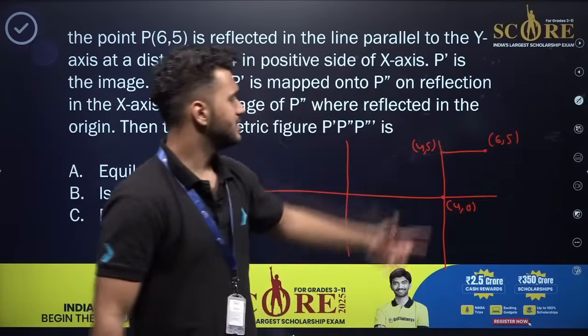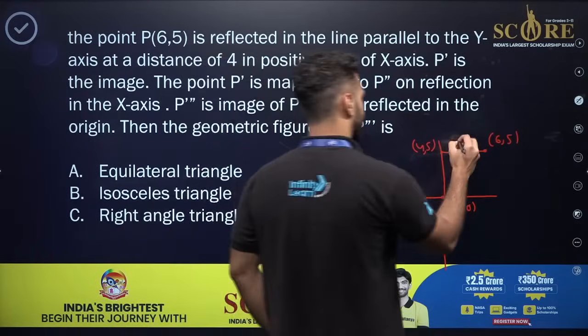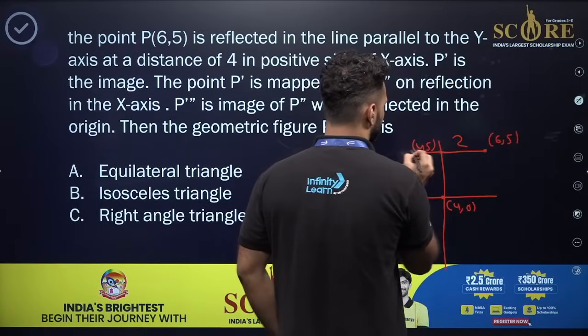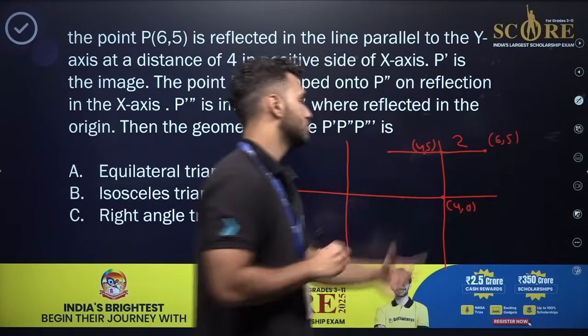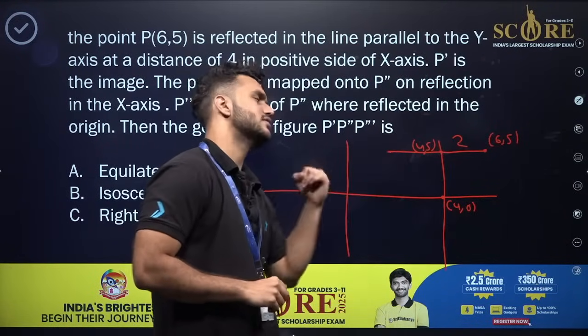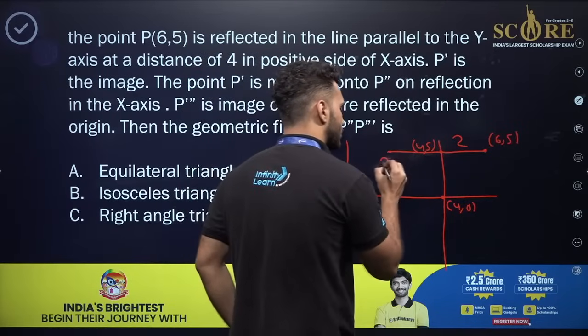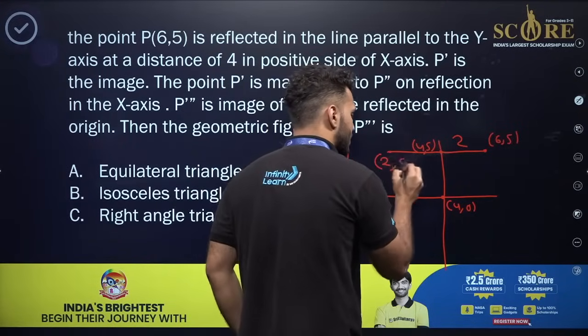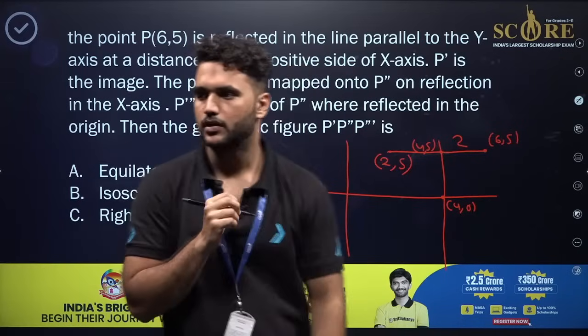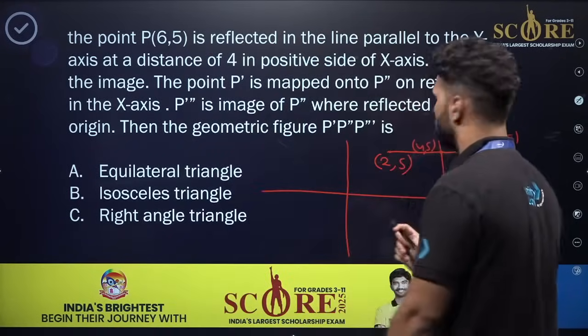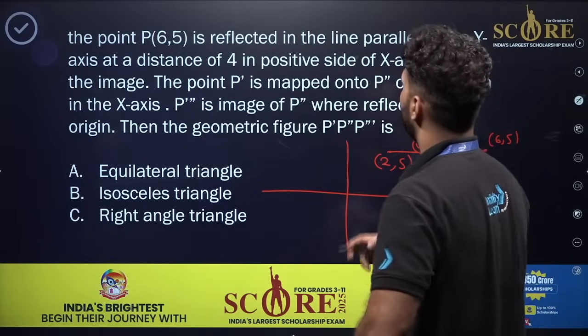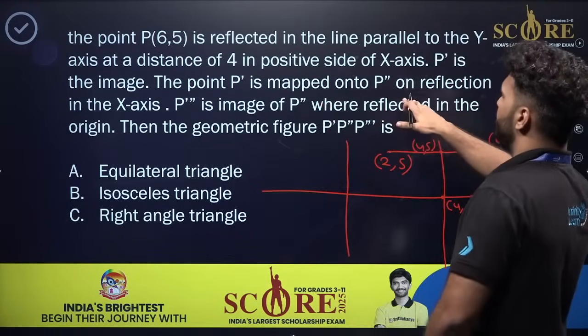So what is this distance? Sir, this distance is nothing but 2. Now we have to go 2 distance here. So this is 2. What will this distance be? Sir, 2. 4 minus 2, sir, 2. And what about the y-axis? Sir, 5. Okay, simple, 2 comma 5. Very good.